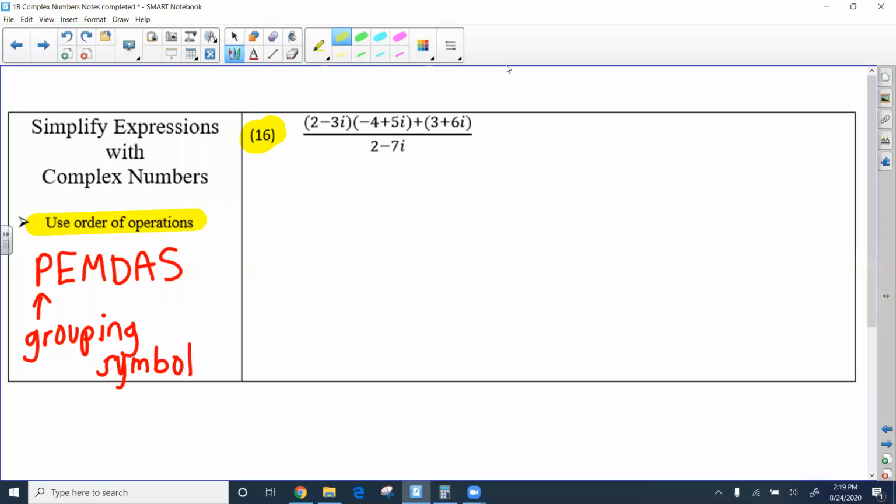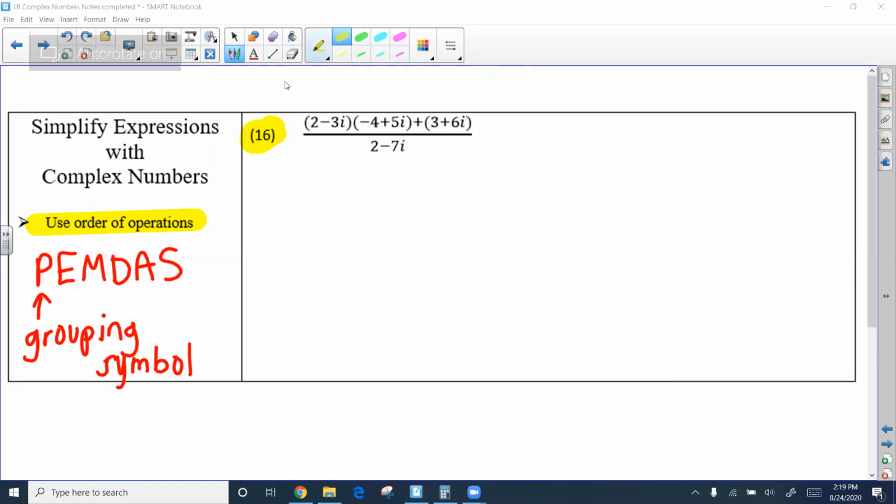2 minus 3i times -4 plus 5i plus 3 plus 6i. That's all in the numerator over 2 minus 7i in the denominator. So as you can see, this has several operations here. I see multiplying, adding, and dividing. Here is what we need to recognize on this problem, though.